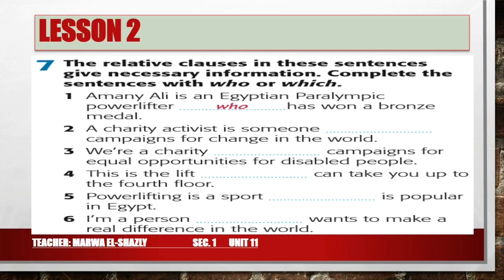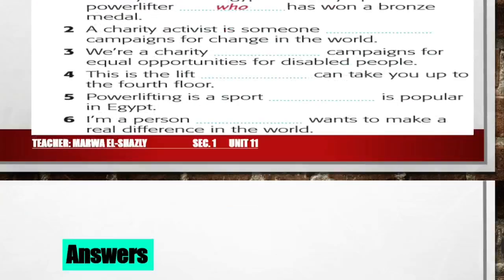2. A charity activist is someone, space, campaigns for change in the world. 3. Where a charity, space, campaigns for equal opportunities for disabled people. 4. This is the lift, space, can take you up to the 4th floor. 5. Powerlifting is a sport, space, is popular in Egypt. 6. I'm a person, space, wants to make a real difference in the world. I want you to pause this video, study the grammar lesson again, and come back to answer.